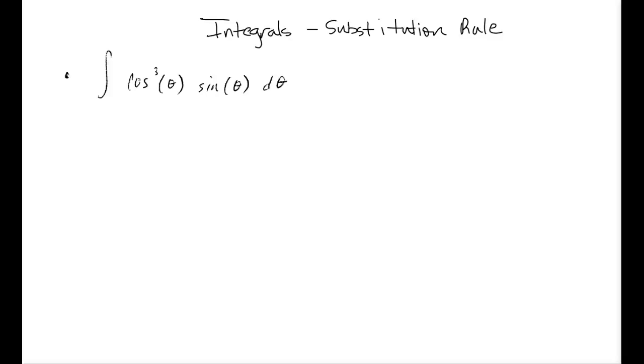This video will be about using the substitution rule to do integration in calculus. So our first example here, we see that we have an indefinite integral, and the integrand is cosine cubed theta times sine theta d theta.